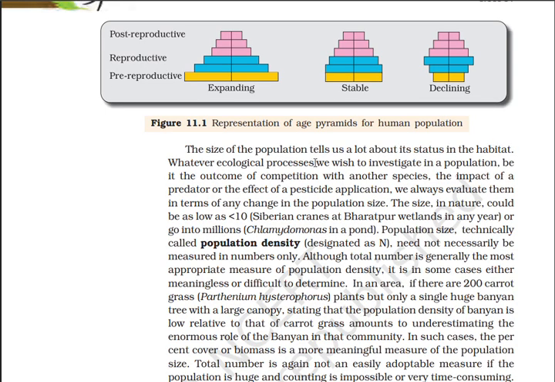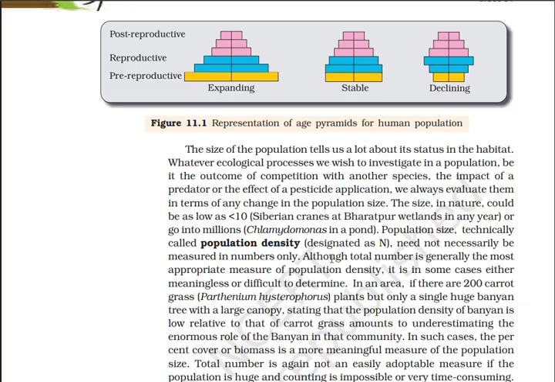Whatever ecological processes we wish to investigate in a population, be it the outcome of competition with another species, the impact of a predator, or the effect of a pesticide application, we always evaluate them in terms of any change in population size. The size in nature could be as low as below 10 Siberian cranes at Bharatpur wetlands in any year, or go into millions of Chlamydomonas in a pond. Population size, technically called population density, designated as N, need not necessarily be measured in numbers only.